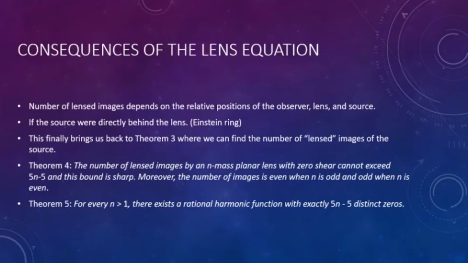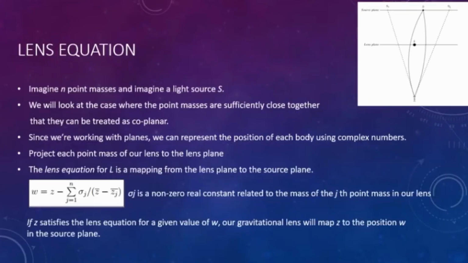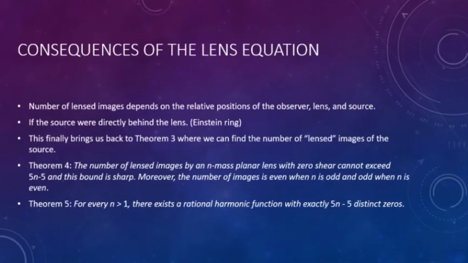One of the nice things you can observe here is that if the observer, lens, and source are in a straight line, then the object has to completely obstruct the source. This was studied by Einstein, and it's a famous thing called the Einstein ring, which was seen by the Hubble telescope. You can find lots of images on Google regarding this.